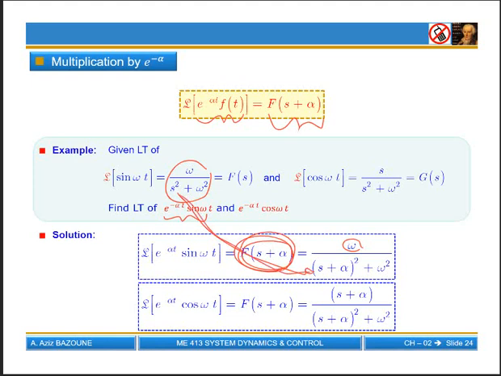For the cosine, the Laplace transform of the cosine is this. We substitute every s by s plus alpha. So the Laplace transform of exponential minus alpha t cosine omega t will be F of s plus alpha. Since F of s here is s over s squared plus omega squared, I substitute every s by s plus alpha. This is called the multiplication by exponential minus alpha t.